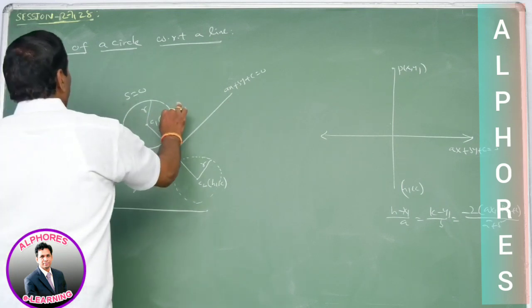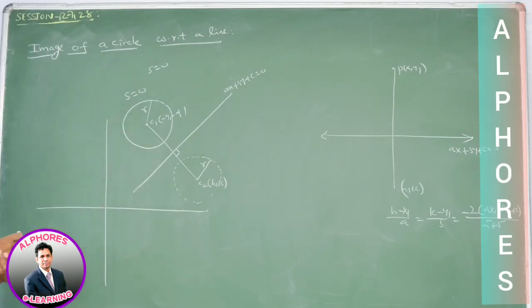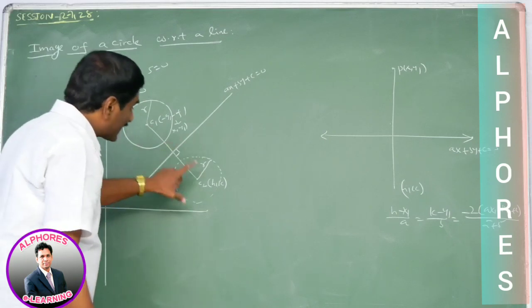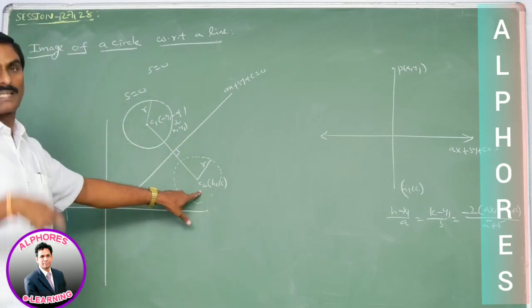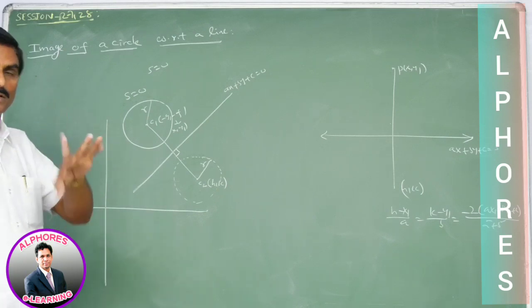Say this value is minus g comma minus f. S is equal to 0 is the circle, so the center of the circle is minus g comma minus f. Say this value is x1 comma y1. The image of x1 y1 with respect to this line is nothing but the center of the required circle. By using that formula, we find the center of the image of the circle.